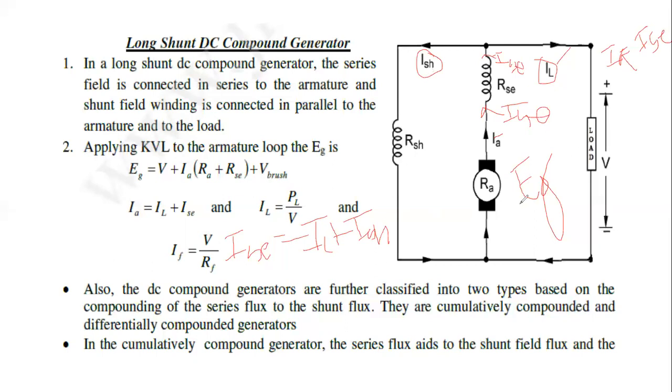Next, note down the voltage equation, that is EG. Apply KVL in this circuit. Therefore, EG is equal to V plus IARA plus ISC RSC. We should remember these formulas, as they will be used for solving the types of DC generator problems. This is the long shunt compound generator. Understand?